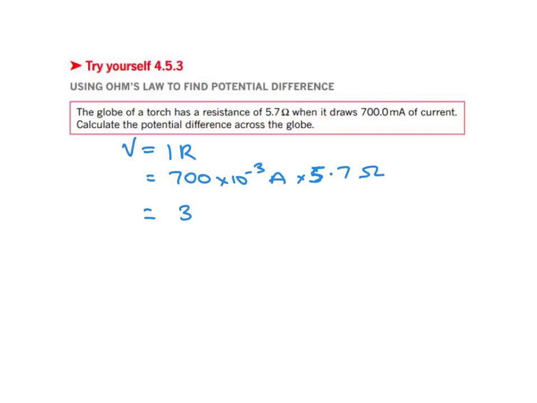We're looking at 3.99, and this is volts. And because this is given to 4 significant figures, you have to count that one because otherwise they wouldn't express it as a decimal. But the smallest one is 2 significant figures, so we should round that off to 4.0 volts.